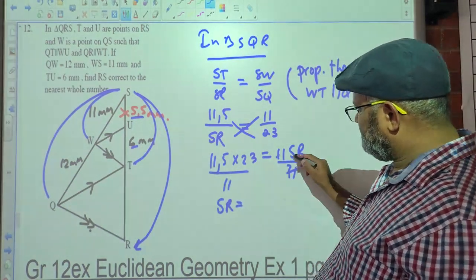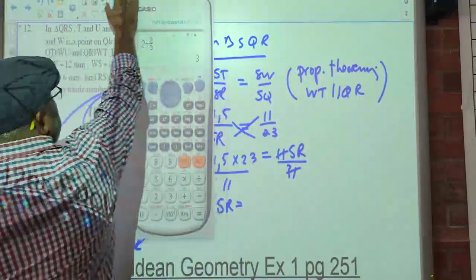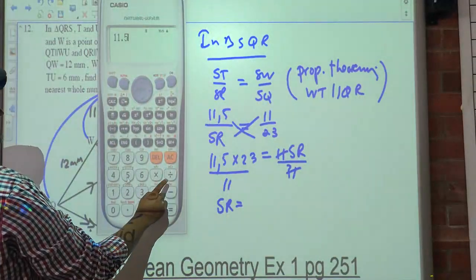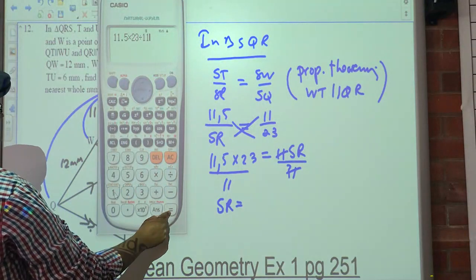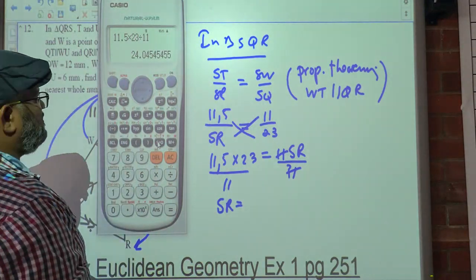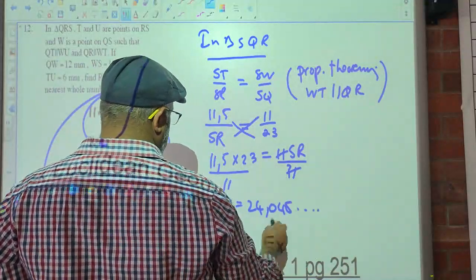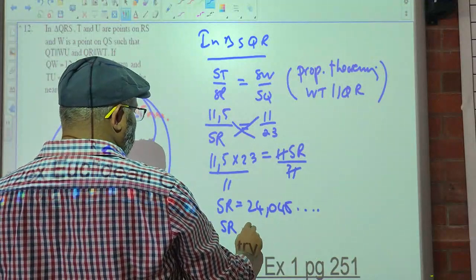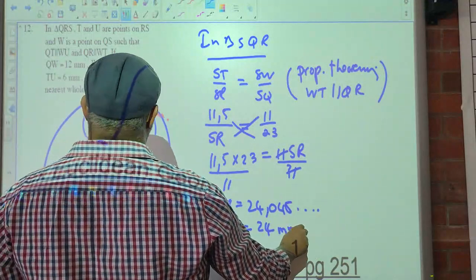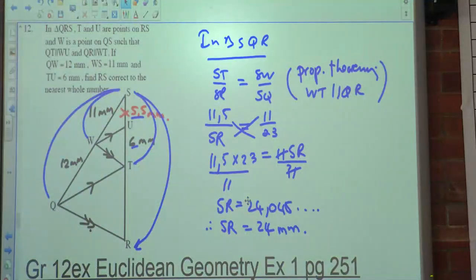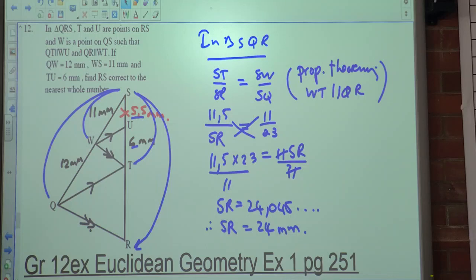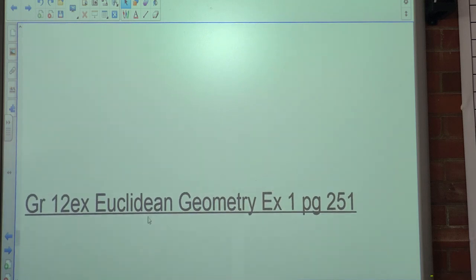So SR is equal to 11.5 times 23 divided by 11, which gives you 24.045. Therefore, SR to the nearest unit is going to be 24 millimeters. Is that correct? Yes. Now I'm feeling better about myself, you see? I think that's right for once. Okay? Right, let's move on with our lives.